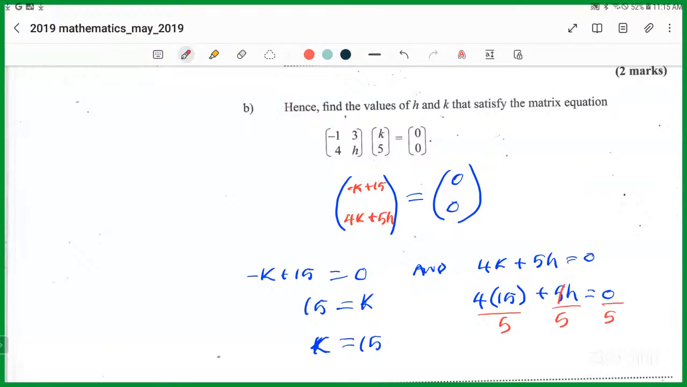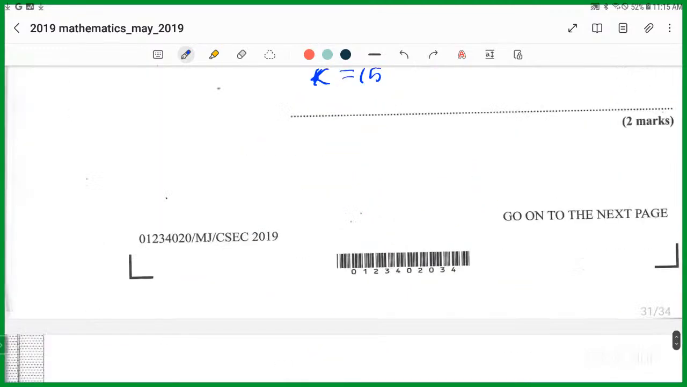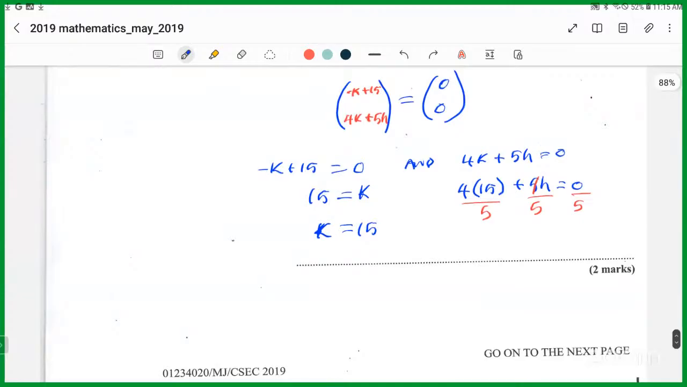To cancel away this 5 and leave h right here, we divide through by 5. We can apply the 5 onto this 3 right here, onto this 15 and get 3. Then this one cancels with this one, and this is still 0.